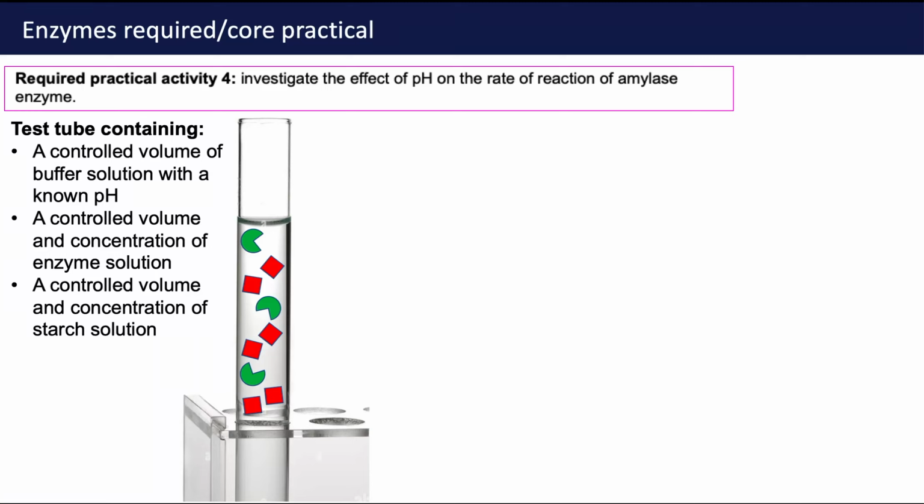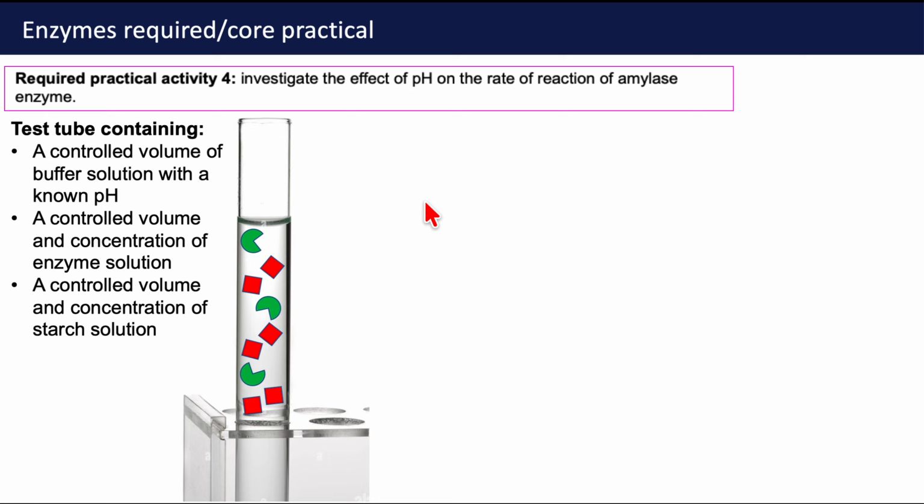Well, what about the required or core practical then? The most likely experiment you've performed yourselves or had demonstrated to you in the lab is investigating the effect of pH on the rate of reaction of a carbohydrase enzyme, so one that breaks down carbohydrates, called amylase. And the carbohydrate that amylase breaks down is starch. Okay, that would be the substrate.